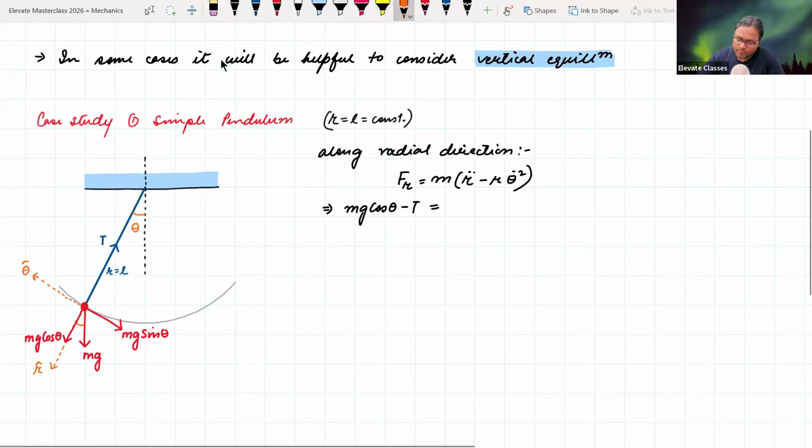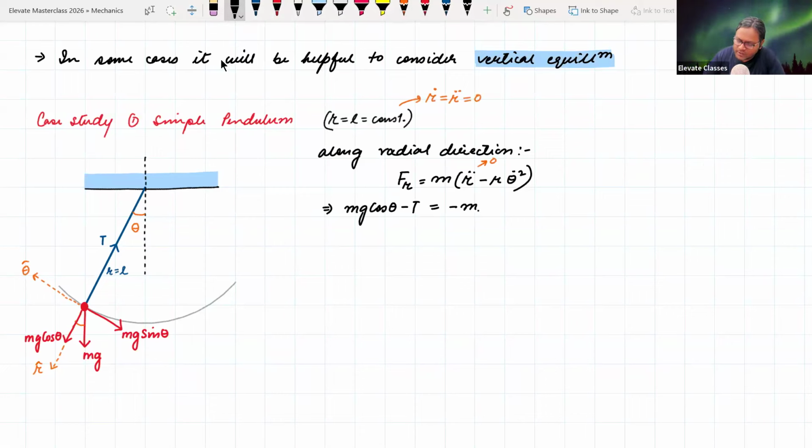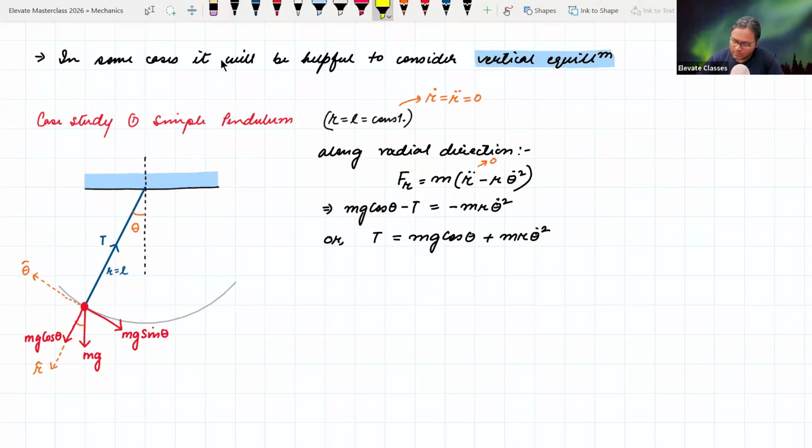So this is equal to, because r is a constant, therefore r dot is equal to r double dot is equal to 0. So this becomes minus m r theta dot square. That's it. So therefore I can rewrite this equation as T is equal to mg cos theta plus m r theta dot square. So this is one of the equations for the simple pendulum, okay, especially along the radial direction.